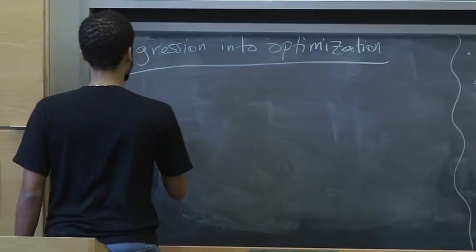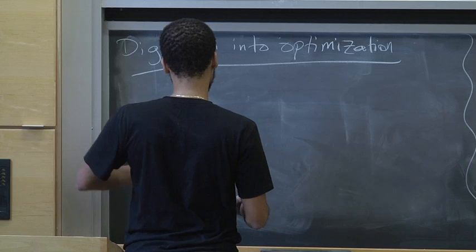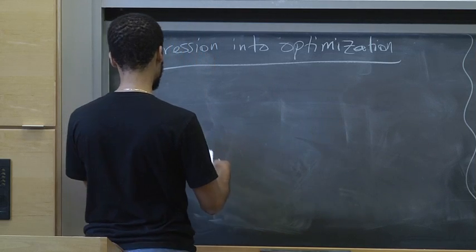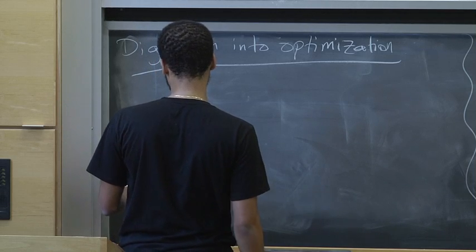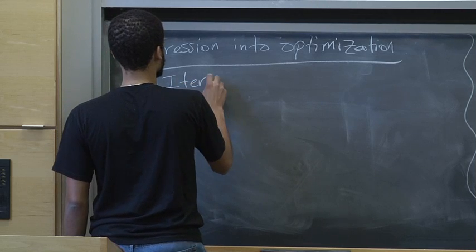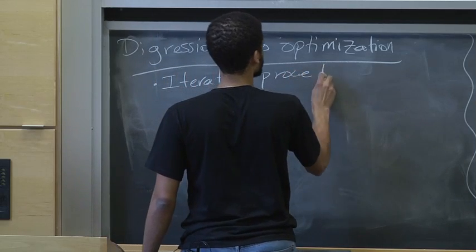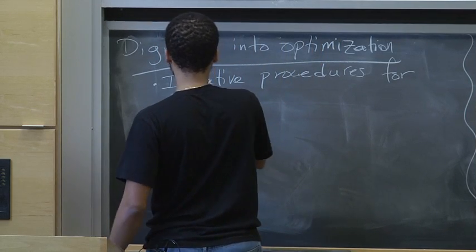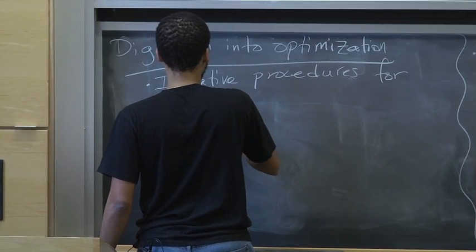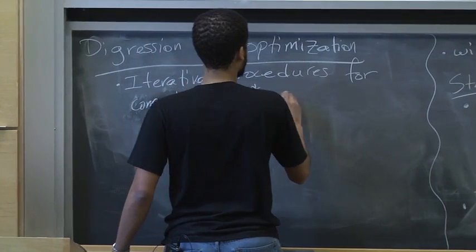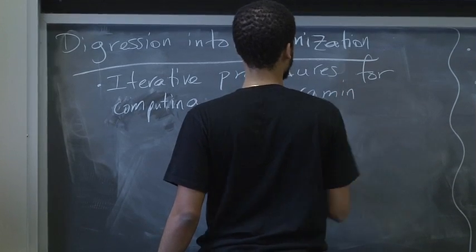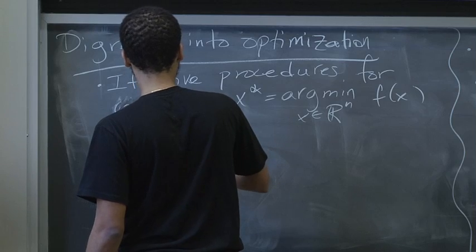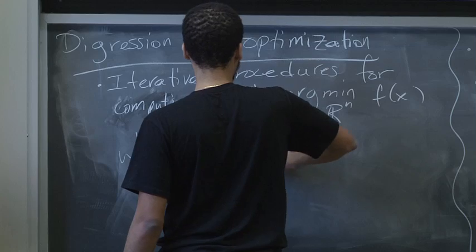So we're going to look at iterative procedures for minimizing, well, let's say for computing x star, which is the argmin over x in R^n of f of x, where f maps R^n to R.